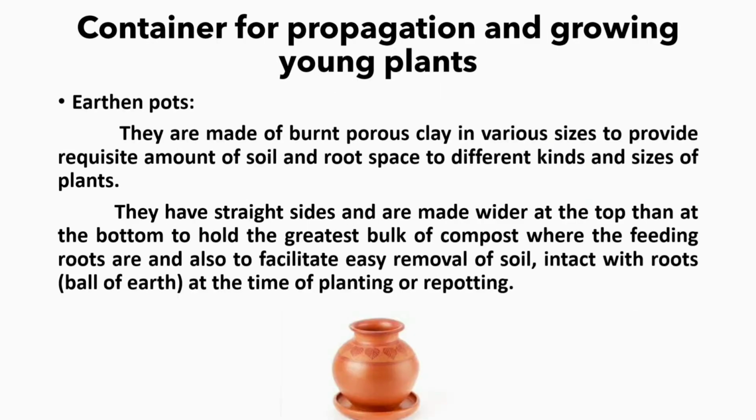Next we are going to see the containers which are used for propagation and growing young plants. First, earthen pots. They are made of burnt porous clay in various sizes to provide the requisite amount of soil and root space to different kinds and sizes of plants. They have straight sides and are made wider at the top than at the bottom to hold the greatest bulk of the compost where the feeding roots are, and also to facilitate easy removal of soil intact with roots like a ball of earth at the time of planting or repotting.